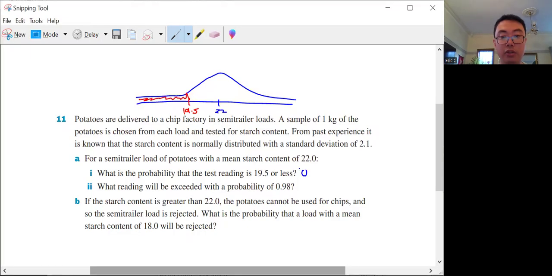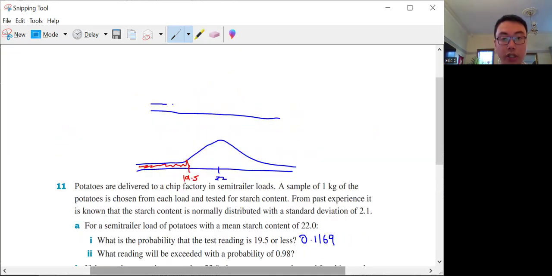Let's jump back here. In this case, the first answer is going to be 0.1169. Now let's look at part two here. What reading will be exceeded with probability of 0.98?